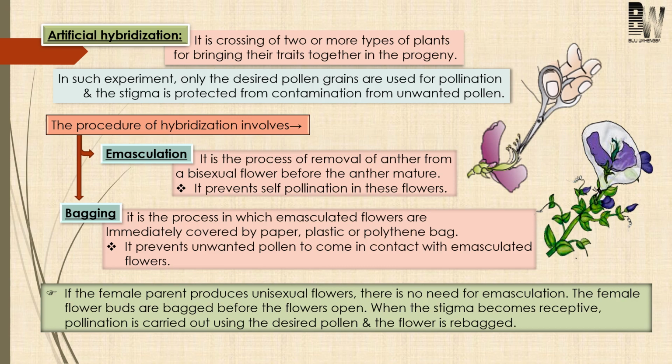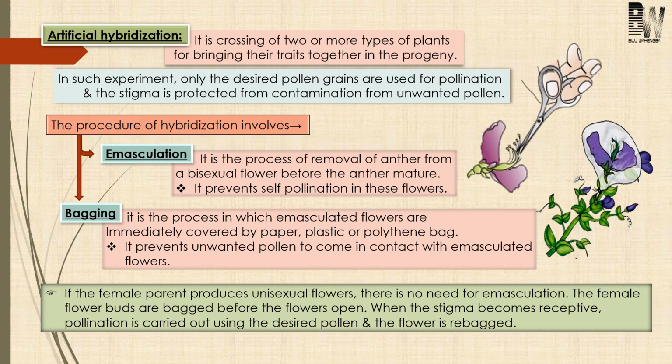Listen carefully. First, we have to use only the desired pollen grain, and second, the female parent must be protected from unwanted pollen grain. I will repeat it. For successful artificial hybridization, two things are required. First, we have to use only the desired pollen grain, and second, the female parent must be protected from unwanted pollen grain. Why does it need to be protected? Because we are going to use only the desired pollen grain.